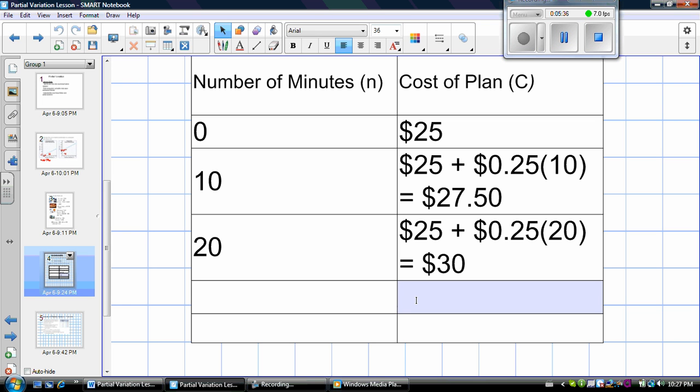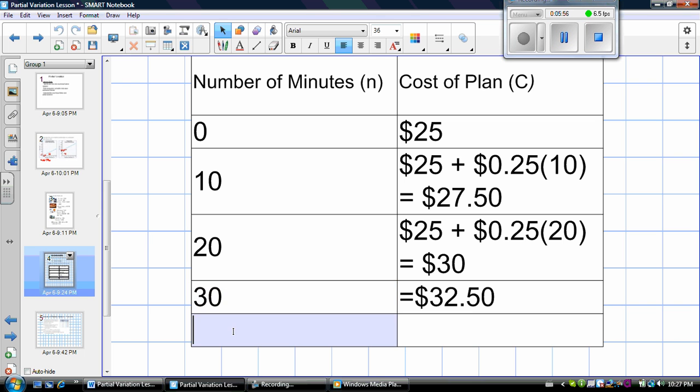So I can complete this table like so. The next one, if I continue the same pattern, is going to be 32.50, right? Sorry, did that wrong. This will be for 30 minutes, and then for 40 minutes, this one will be equal to $35. Okay.